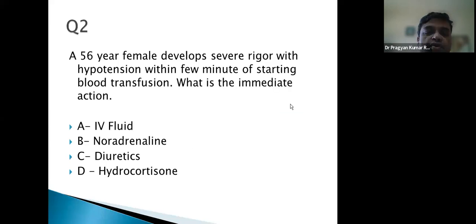Now question number 2. Again, there is a choice. All of you can put the answer in the chat box. A 56-year-old female develops severe rigor with hypotension within a few minutes of starting blood transfusion. What is the immediate action? So in question number 1, the patient developed fever after 3 hours. Question number 2 has severe rigor and hypotension within a few minutes of starting blood transfusion.